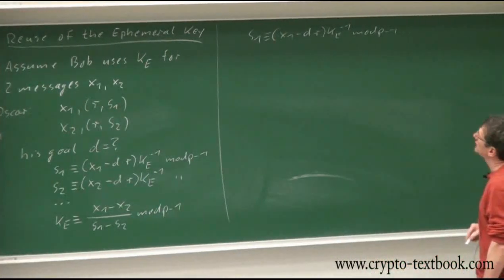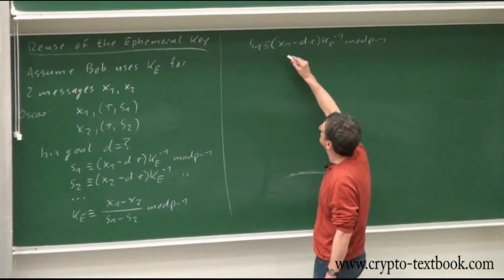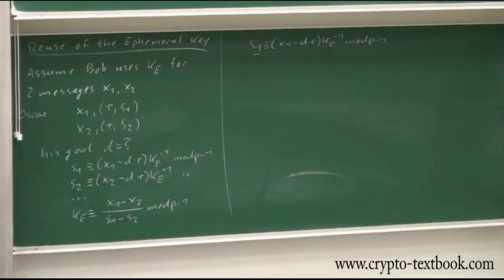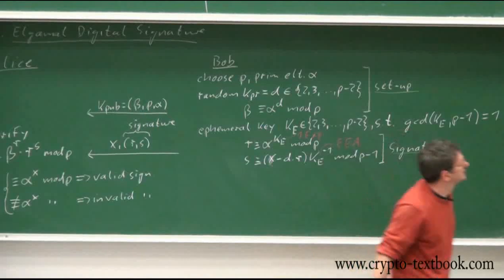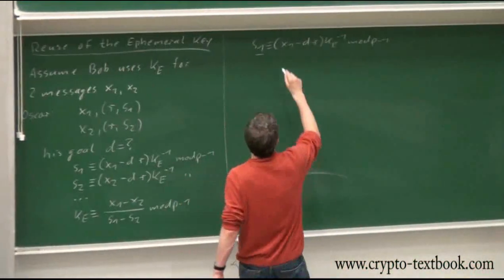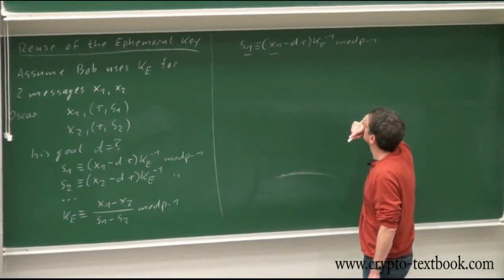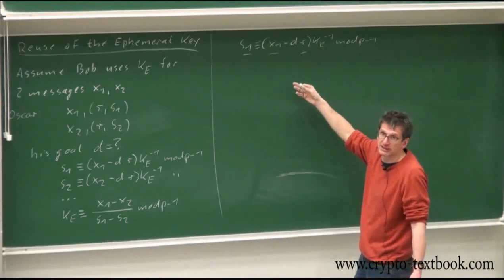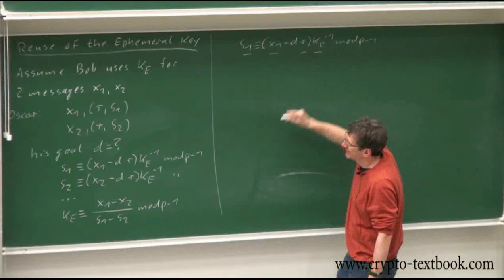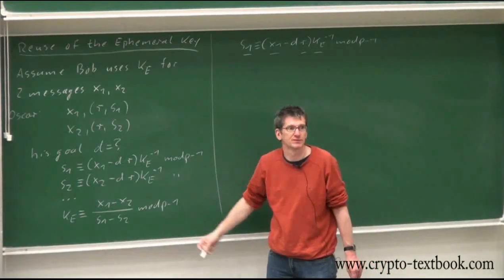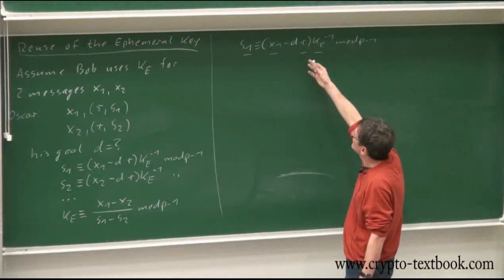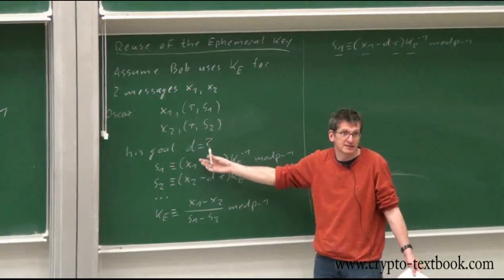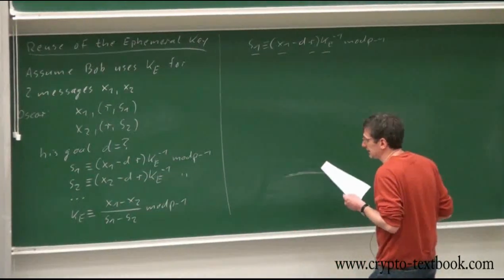So what is known in this equation? Well, he knows S1. This is going over the channel, right? He knows X1, which is also on the channel. He knows R, which is on the channel. And what he didn't know before was KE, but he knows it from the first calculation. So the only thing left is, the big prize is D. And he gets that.